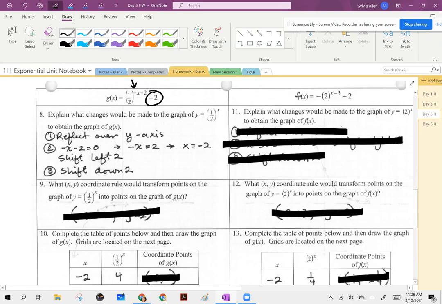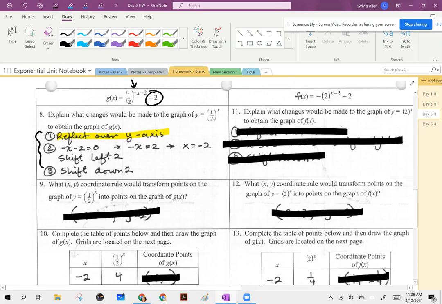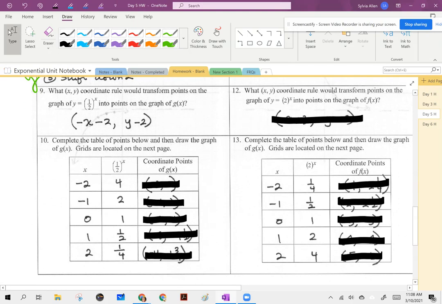Number 9, what is the coordinate rule that would transform the points? So I just need you to take this information and give me the rule. So the ones that are going to affect the x are going to be the reflection over the y and also the shifting. This is affecting the x, and then this affects the y. So that's what you will have for 9. Number 10, now I want you to apply the rules that you used on 9 to come up with the new ordered pairs. So please answer that question.